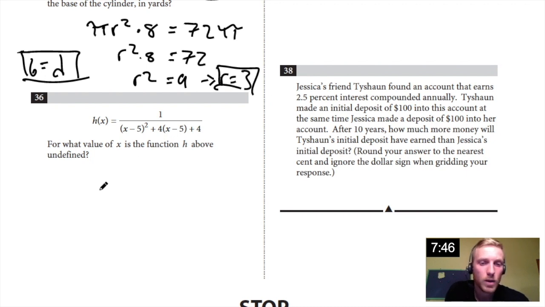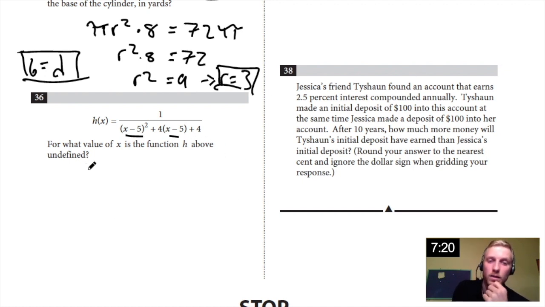What value of x is the function h above undefined? Our function is a fraction, which can be undefined when we have 0 in the denominator. So when is the denominator equal to 0? We have x minus 5 here, and we have x minus 5 here.